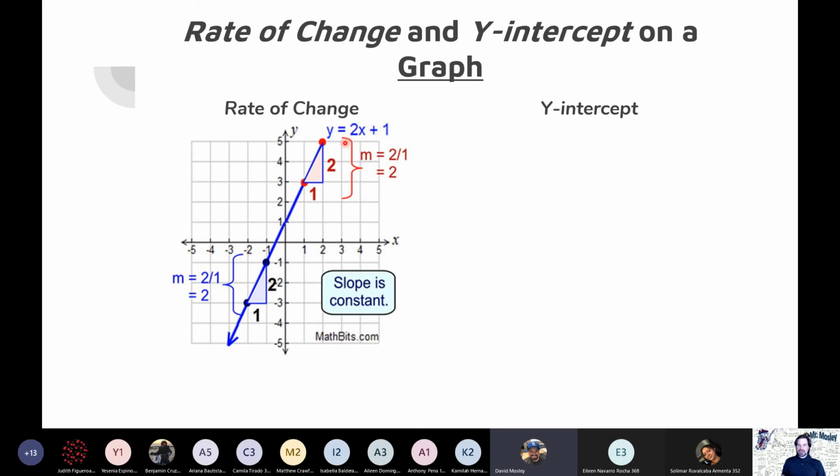And when we're looking at a graph to find the rate of change, we pick 2 points, divide the change in y between those 2 points by the change in x between those 2 points. That gives us our rate of change.